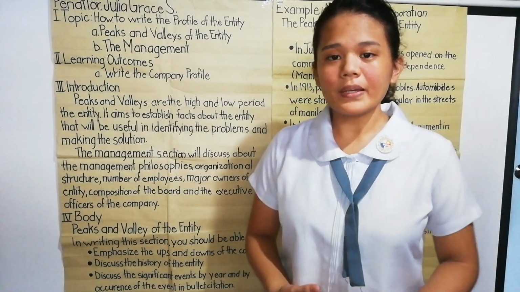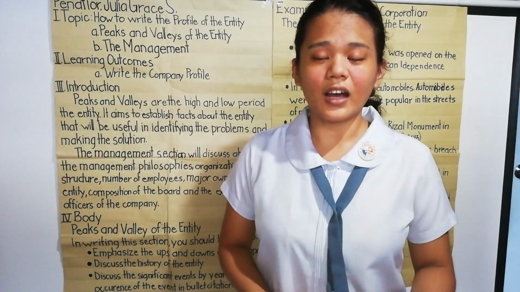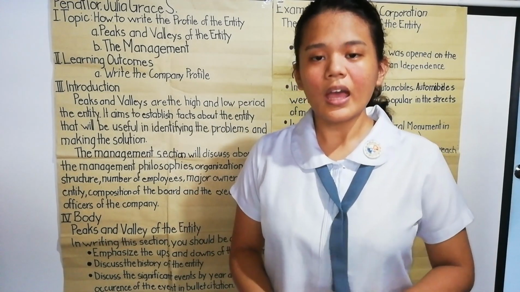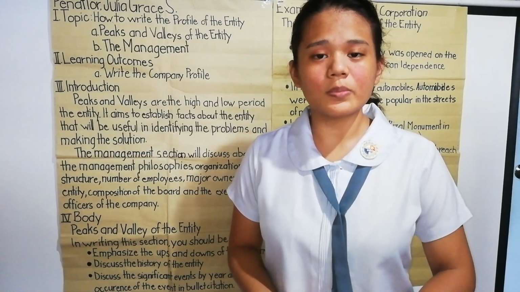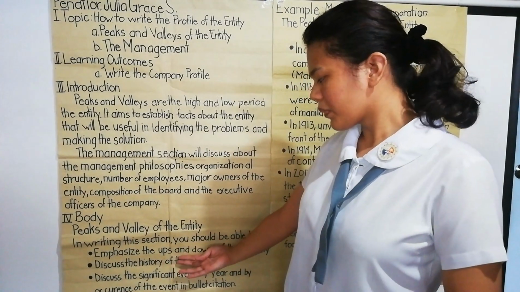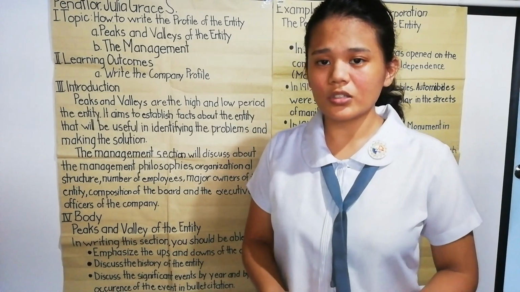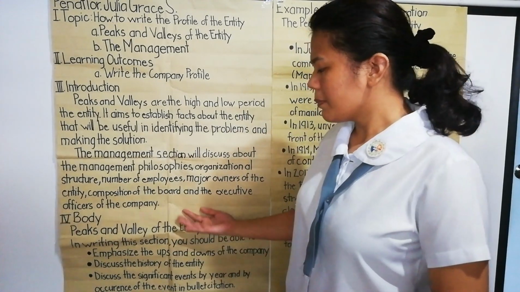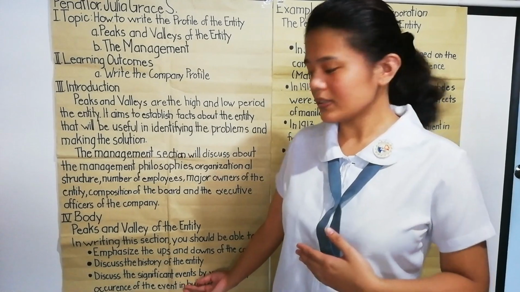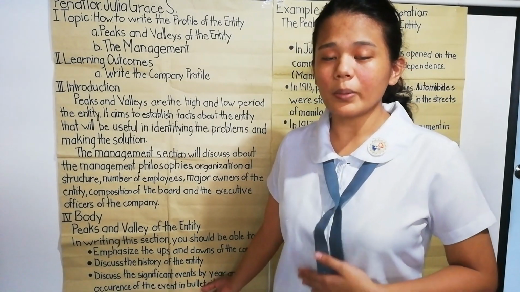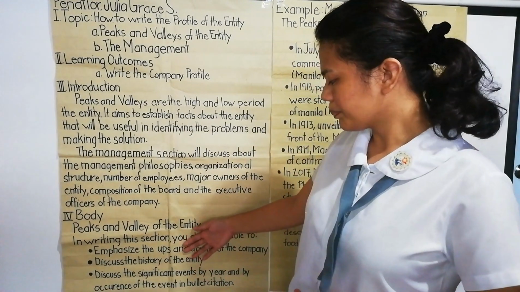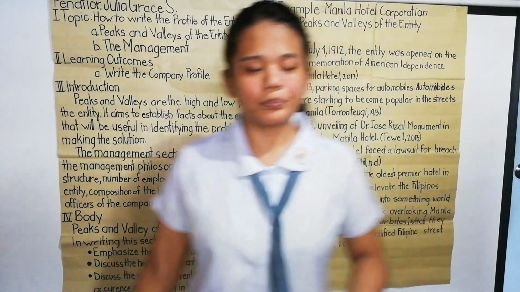So, peaks and valleys, as I said, are the high and low periods of the entity. In writing this section, you must be able to emphasize the ups and downs of the entity, discuss the history of the entity, and be able to discuss the significant events by year and by the occurrence of the event in bullet citation.